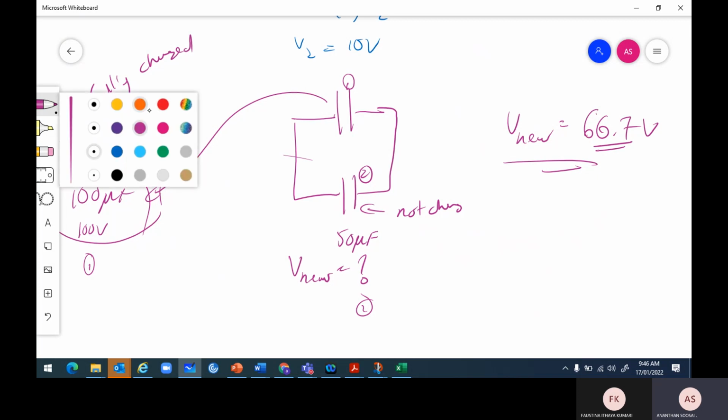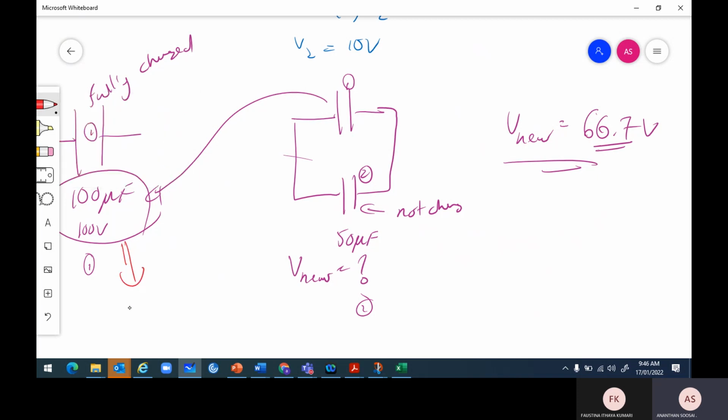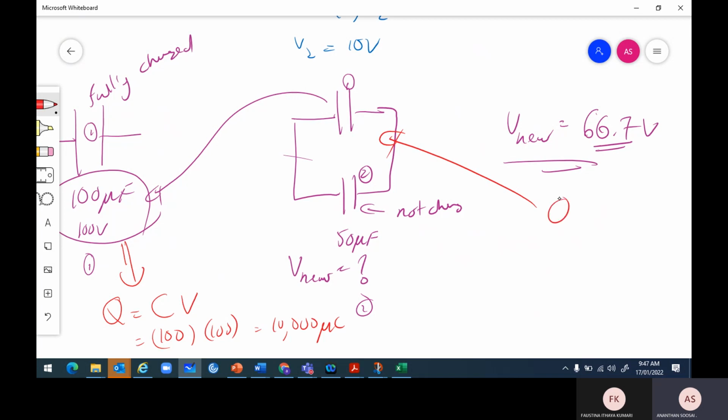So the clue again is the charge. The charge for the first one is how much? Q equals C times V. The original capacitance is 100 microfarad times the voltage of 100, so it's 10,000 microcoulomb. The total charge stored in the early case is 10,000 microcoulomb. So the total charge in this system is also 10,000 microcoulomb. And the new capacitance is how much? 150 microfarad.